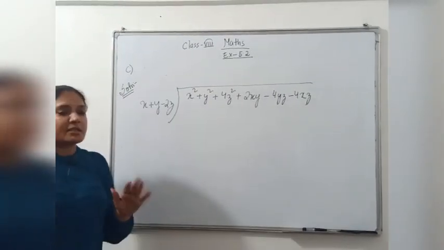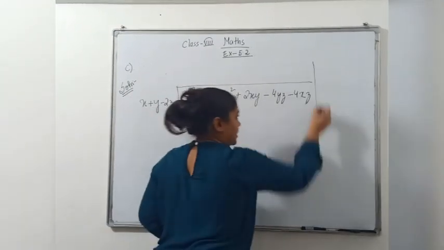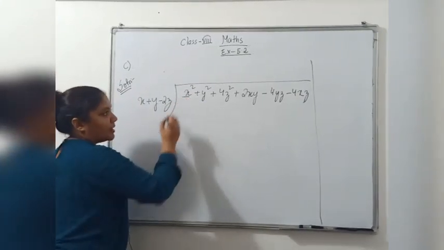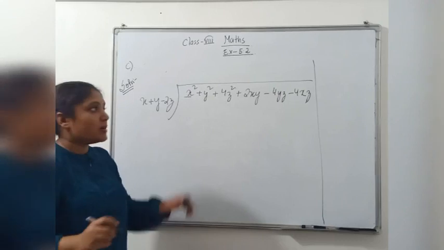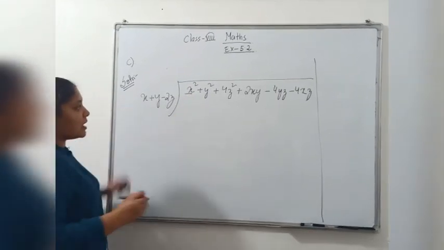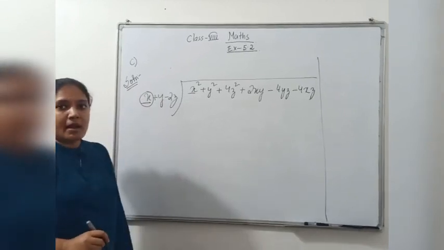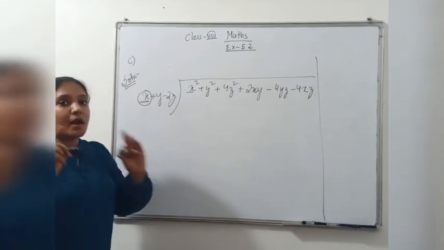So our first motto again, this is our side work. Our first motto is what? To cancel this number, right? Our first motto is what? To cancel this number. And what is our first number? X. What is our first number? X.